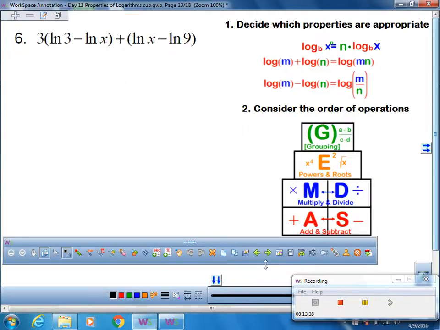Let's try another one. All right. This time we've got grouping symbols. I think you guys can do this one, because if you think you can do it, then go ahead and pause the recording.